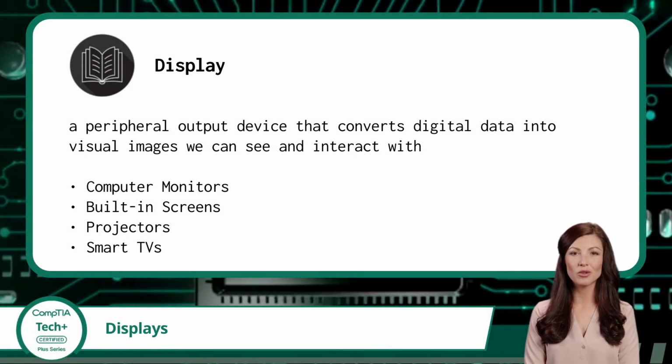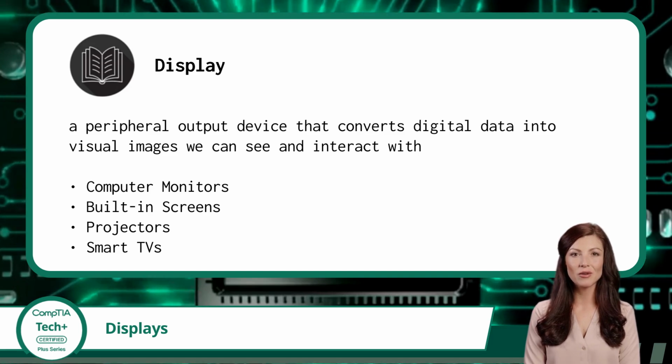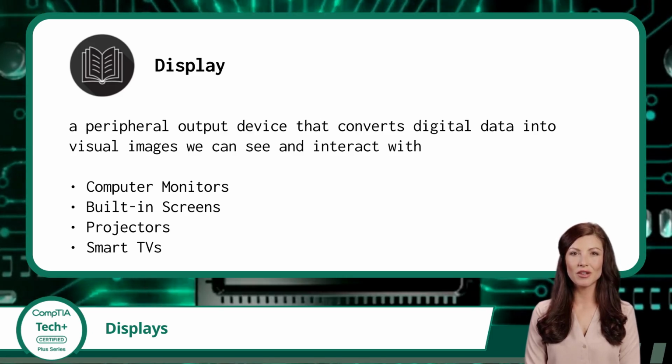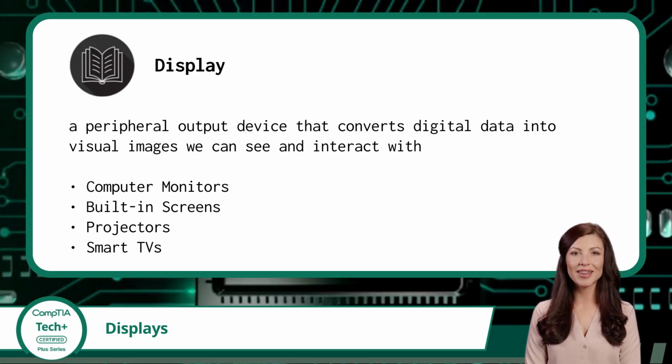Displays. A display is a peripheral output device that converts digital data into visual images we can see and interact with. Some of the most common types of displays include computer monitors, which are typically connected to desktop computers. Built-in screens, like those found in laptops, tablets, and smartphones. Projectors, which cast images onto a surface, usually a screen or wall, for large-scale viewing. And smart TVs, which combine traditional television functions with internet connectivity and app support.